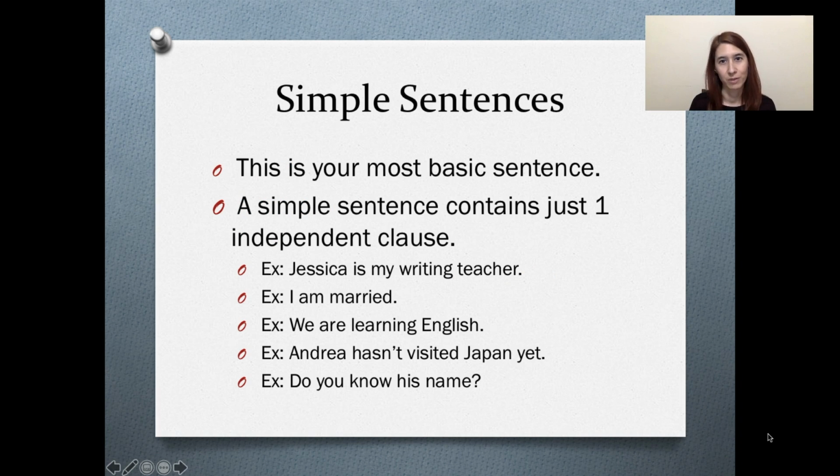Let's start with simple sentences. This is your most basic sentence. I'm sure you know how to write a simple sentence. A simple sentence contains just one independent clause. For example, Jessica is my writing teacher. I am married. We are learning English. Andrea hasn't visited Japan yet. Do you know his name? So the last one's a question. You can also have questions be a simple sentence.